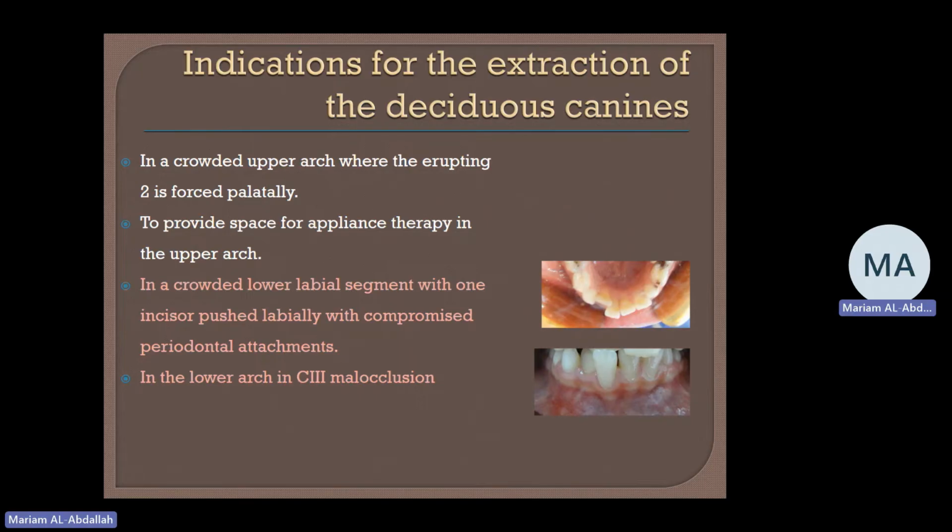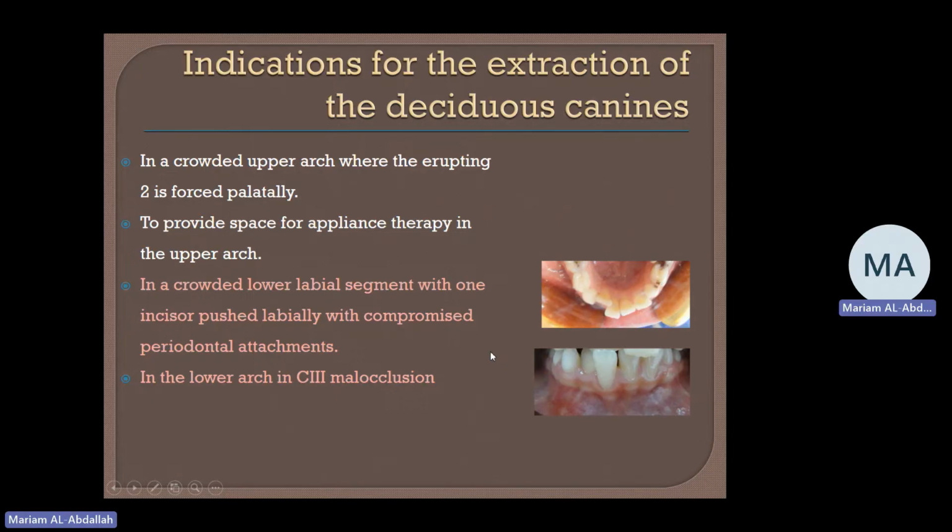Another example is in patients with a crowded lower labial segment with one incisor being pushed labially, as you can see here, with a compromised gingival margin. Or in the lower arch, if we have a class 3 malocclusion. We need to be very, very careful, because this is a list that has been provided to you by the chapter that I gave you as a reference.